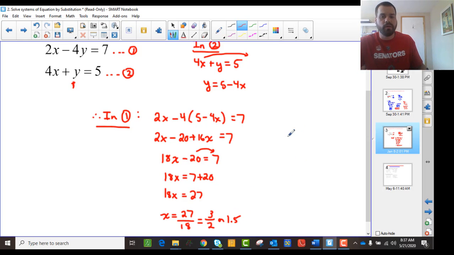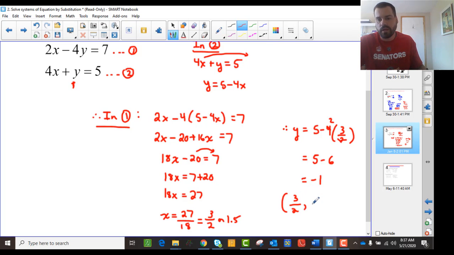Okay? And then we say, if x is 3 over 2, what is y? So y is 5 minus 4 times x, which is 3 over 2. That gives me 5, and then minus 6, because 4 divided by 2 is 2, and then 2 times 3 is 6. Okay? Or you can just take your calculator and multiply 4 by 1.5 if you don't like working with fractions. You should. Fractions are your friends, but you may not. So we end up with a solution of 3 over 2 and minus 1. That's our solution.